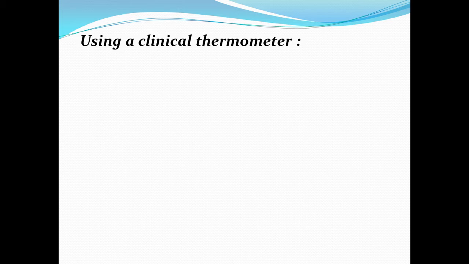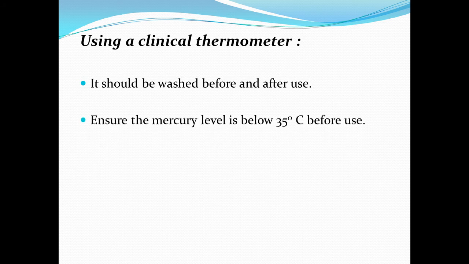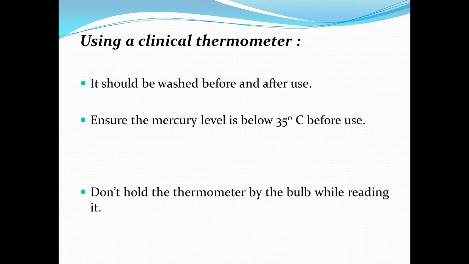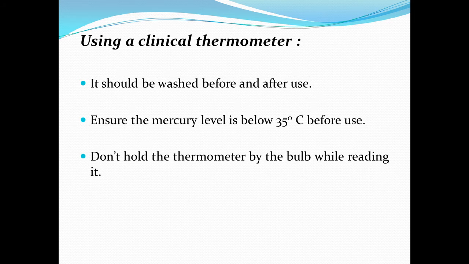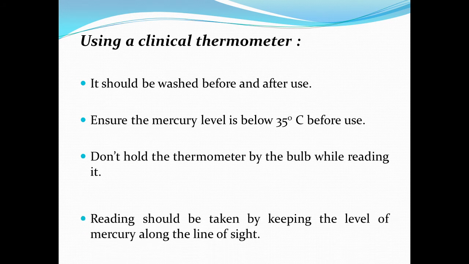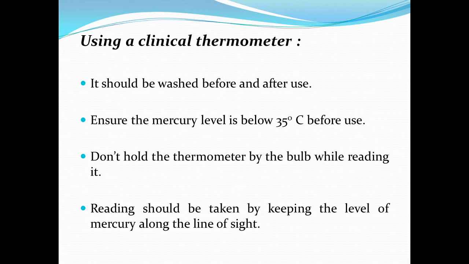For a clinical thermometer, it should be washed before and after use. Ensure the mercury level is below 35 degrees Celsius before use. Don't hold the thermometer by the bulb while reading it. Reading should be taken by keeping the level of mercury along the line of sight, so that you can get the correct reading.